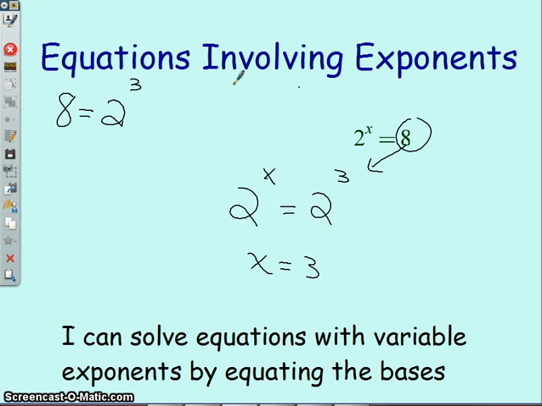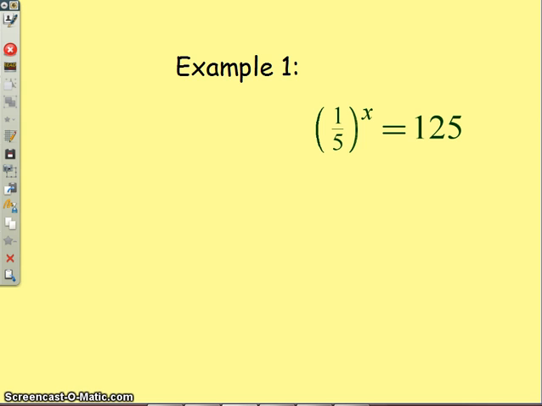Now, I'd love to tell you it's always this easy, but it's not. So let's try one that's a little bit harder. (1/5) to the x equals 125. We can't really mess with (1/5) to the x, but we can mess with 125. On the previous activity, I asked you to turn 125 into a number raised to a power, and you guys said 125 equals 5 to the 3rd power. Now here's where our rules come into play. We don't have 5. Our base is not 5, it is 1/5.